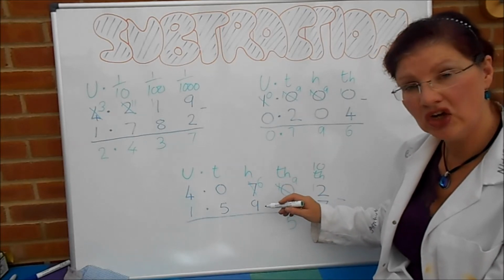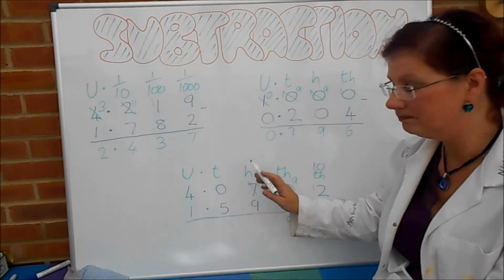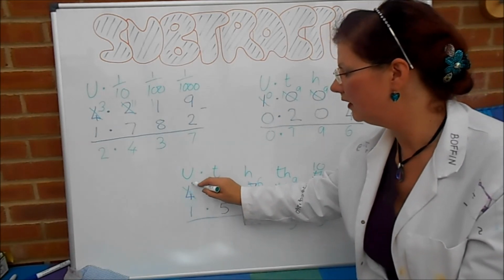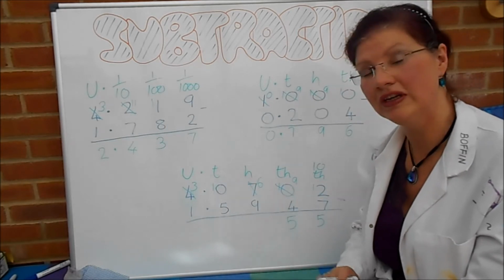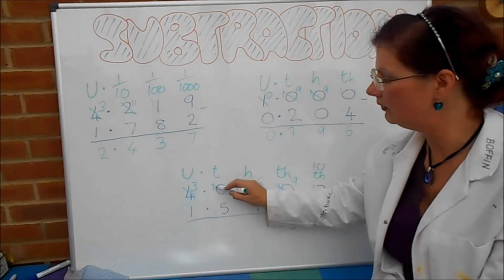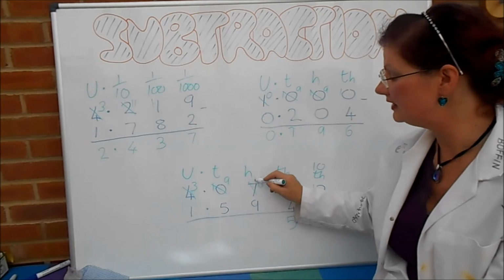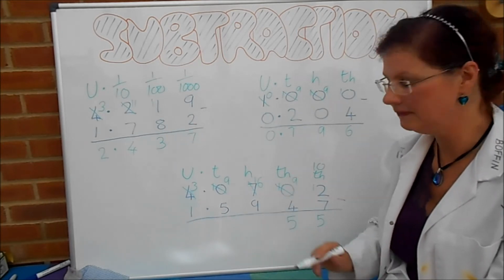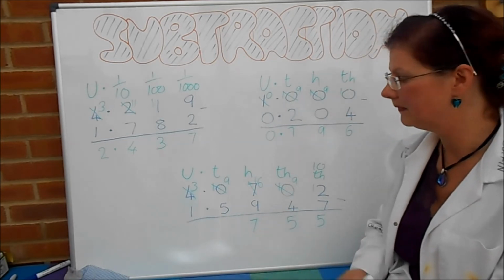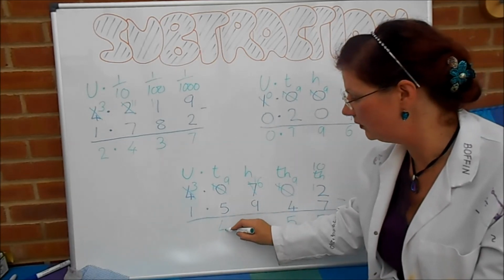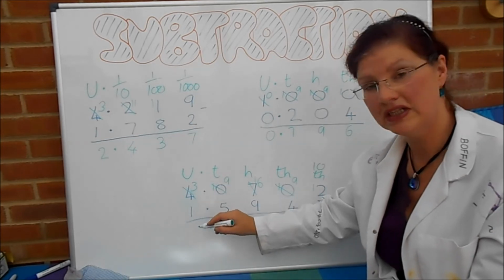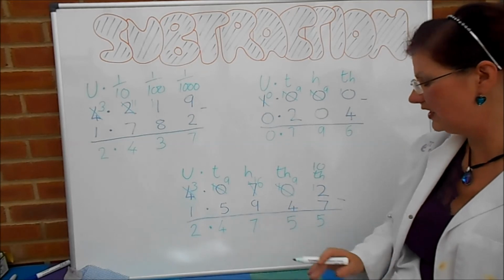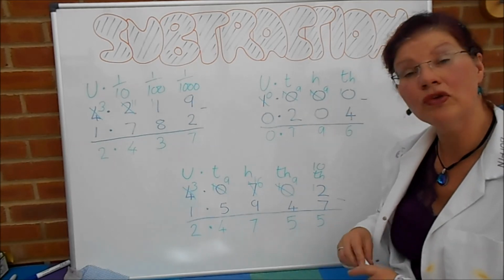6 take away 9, can't do it, unpack one from the next column. There aren't any, unpack one from the next column. There we've got some. So that becomes 3 and 10 extra in the next column. Unpack one of those, so that becomes 9 and 10 extra in the next column. Now we can do 16 take away 9, which is 7. 9 take away 5, which is 4. Decimal point, 3 take away 1, which is 2. Leaving us with 2.4755. Quite a tricky one, that one.